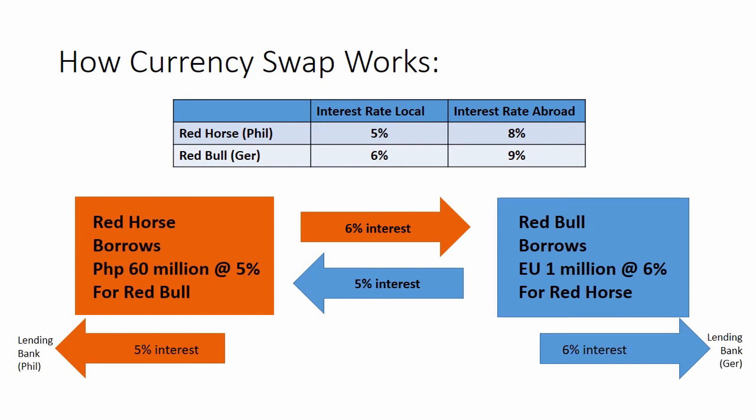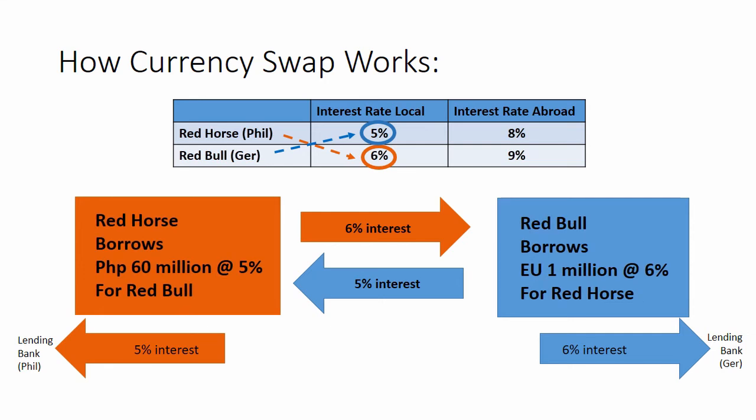Again, instead of Red Horse paying 8% when they directly borrow from German banks, through the swap, they pay only 6% interest on the 1 million euro loan. And instead of Red Bull paying 9% when they borrow directly from Philippine banks, through the currency swap, they are paying only 5% interest rate on the 60 million peso loan. This is a simple explanation of currency swaps.